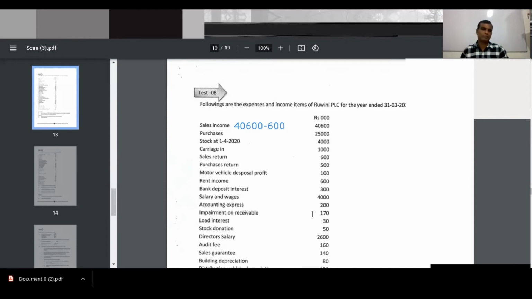Distribution expense. Here loan, it is not loan expense, under the category of financial expense. Stock donation, other expense category. Director's salary, administrative expense. Audit fee, administrative expense.